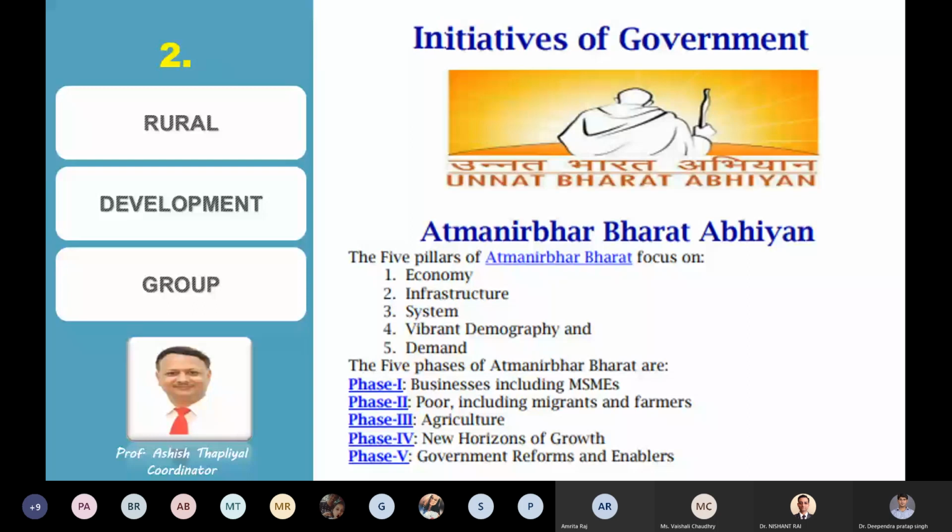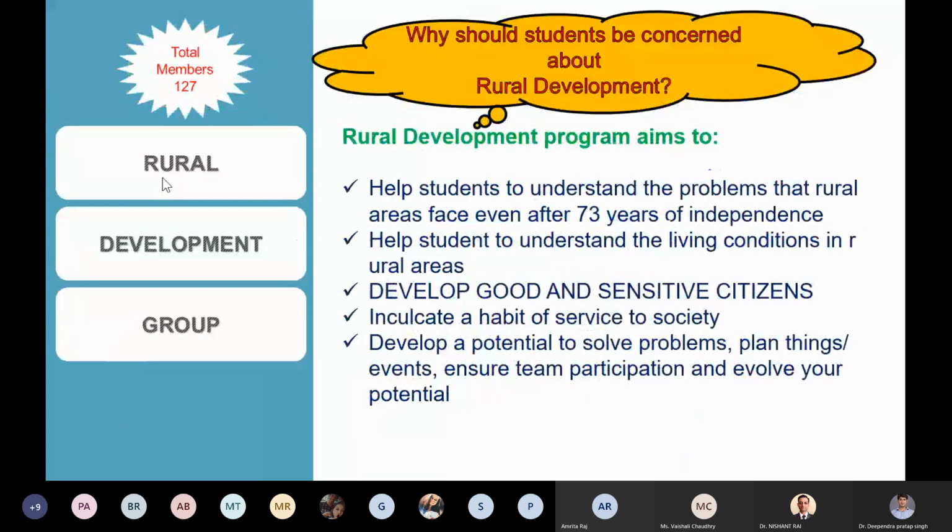So what are the key points under this Rural Development Group, and why should students be concerned about rural development? Because we are studying technology, we are molecular biology students, biotech students, so why should we care about the rural? It's not like that.